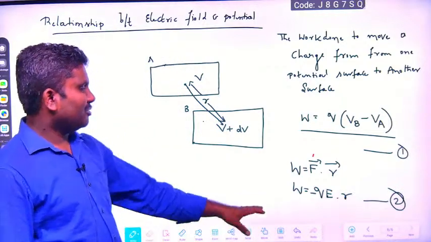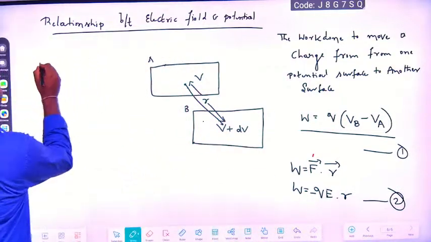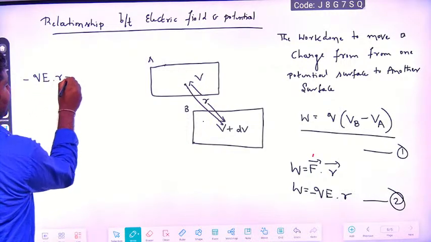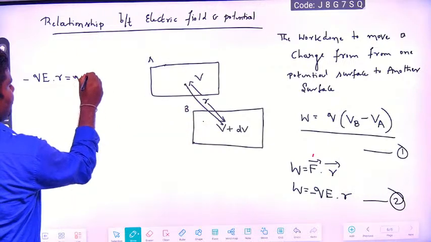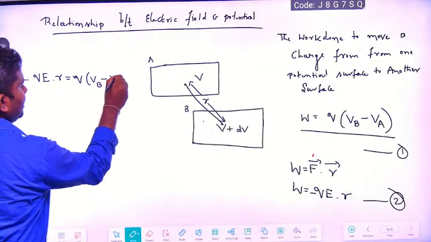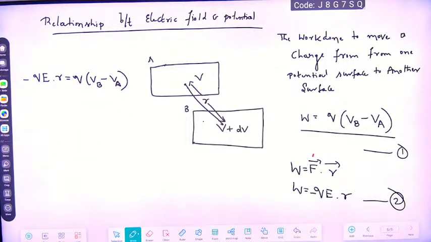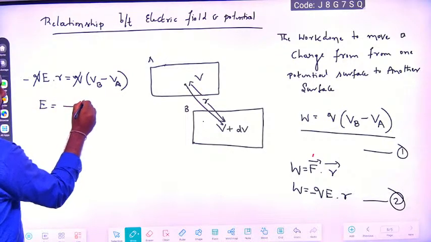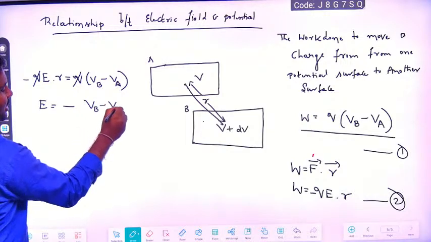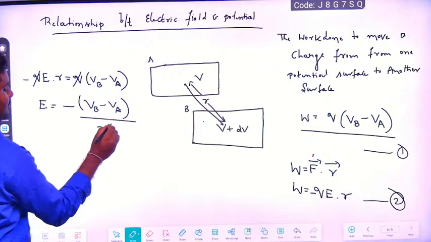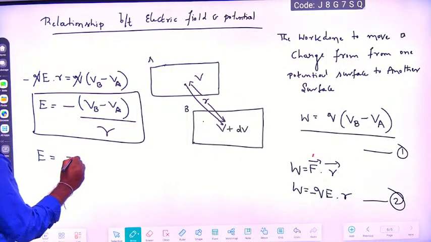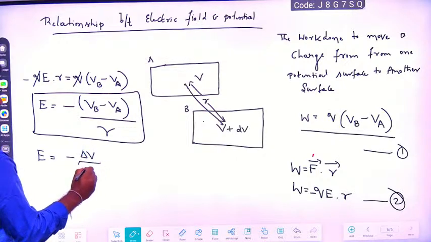Correct? Now from 1 and 2, the work done is the same. So from 1 and 2, what will you observe? Minus QE into R is equal to Q into VB minus VA. Correct? Q cancels. What did you finally get? E is equal to, this negative sign you bring to that side, VB minus VA divided by R. This is the relation between electric field and potential. So, electric field E is equal to minus delta V by R.